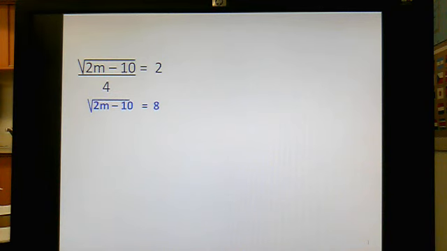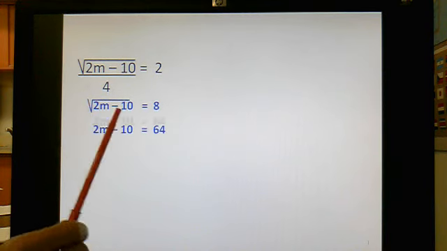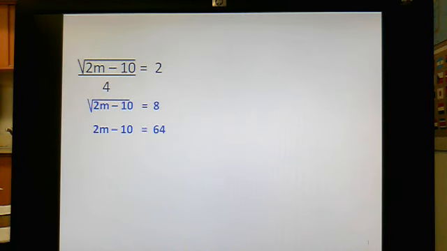And then you're probably going to square both sides. 8 becomes 64. The radicand just becomes a linear expression. Add 10 to both sides and divide by 2 and you're done.